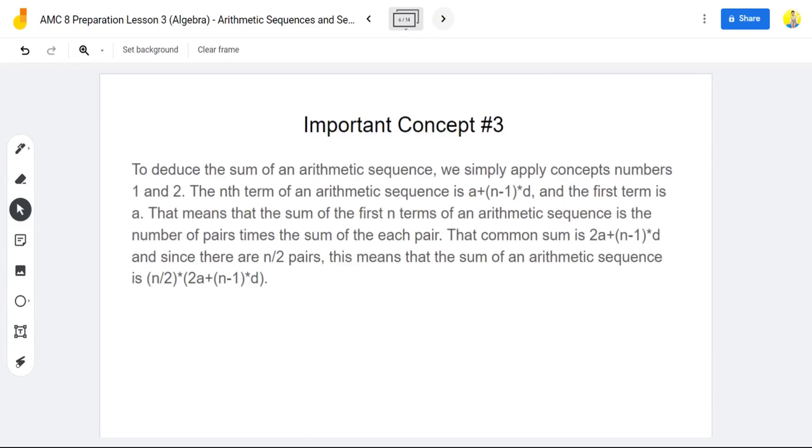Important concept number 3. To deduce the sum of an arithmetic sequence, we simply apply concepts numbers 1 and 2. The nth term of an arithmetic sequence is just a plus n minus 1 times d, and the first term is just a. That means that the sum of the first n terms of an arithmetic sequence is just the number of pairs times the sum of each pair. That common sum is 2a plus n minus 1 times d, and since there are n divided by 2 pairs, this means that the sum of an arithmetic sequence is n divided by 2 times 2a plus n minus 1 times d.